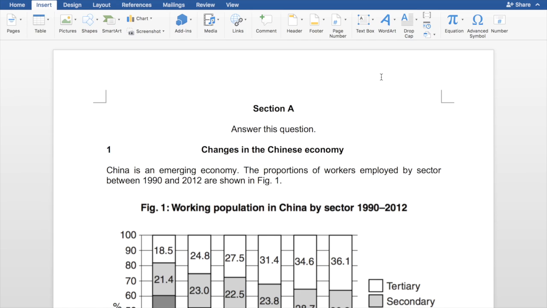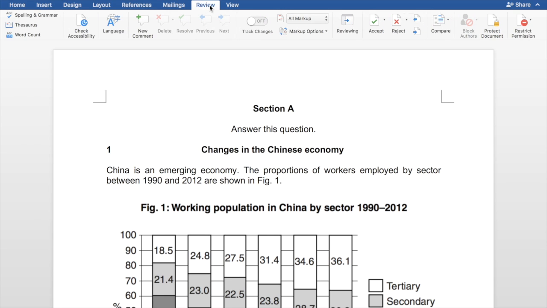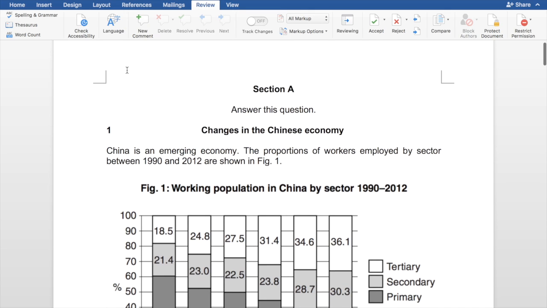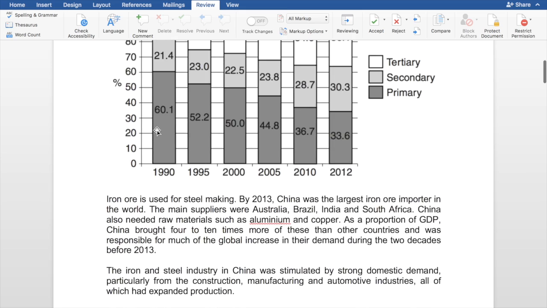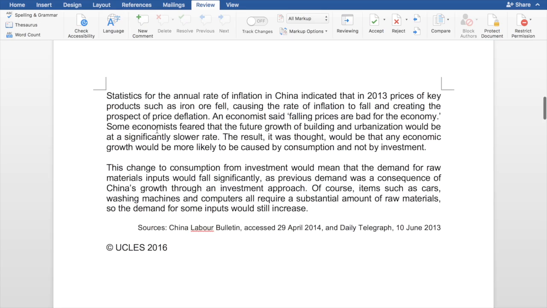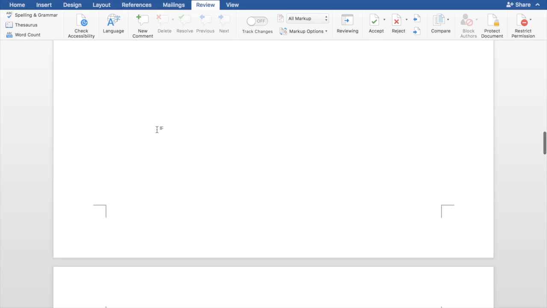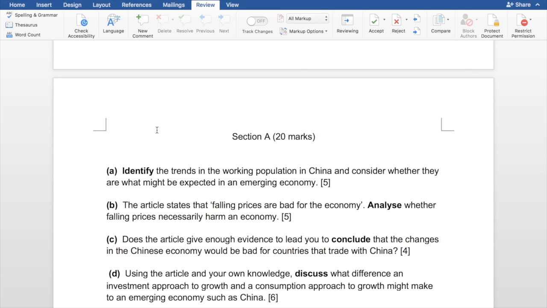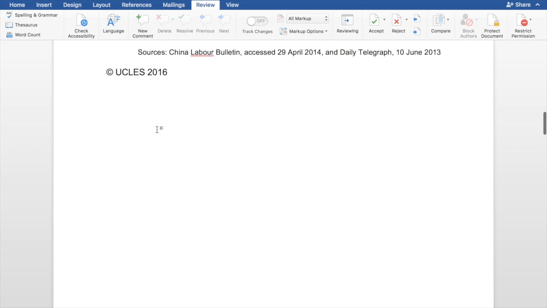And next we're going to work on a reading of the case study to gather the information we need to answer questions. As I read it, I'm going to make notes. So you'll see that the notes should populate on the right side of the screen as I read. To quickly recap, the questions I need to answer are about the labor force and how it's changing, falling prices and influences on the countries that trade with China, and then looking at investment versus consumption approach. So let's get started.